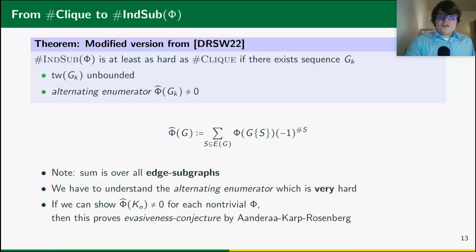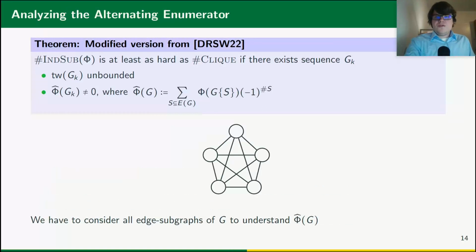We will not show that this is true for the complete graph, because if we would show this for the complete graph, then this would actually prove the so-called Aanderaa-Karp-Rosenberg conjecture, which is very, very hard. But we will show that there are nonetheless graphs with high tree width that satisfy this property. So how do we do this?